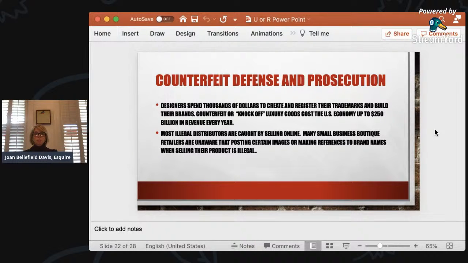Most illegal distributors are caught selling online right now, and these days, especially since the pandemic, there are a lot more counterfeits being sold online. Many small businesses and boutique retailers are unaware that posting certain images or making references to brand names when selling their product is illegal. For example, many of my clients who are boutique owners are small and may be local. They don't realize that once they go online, they're making a world presence.